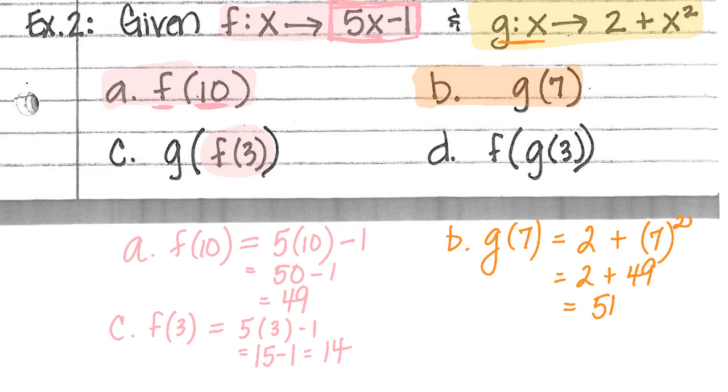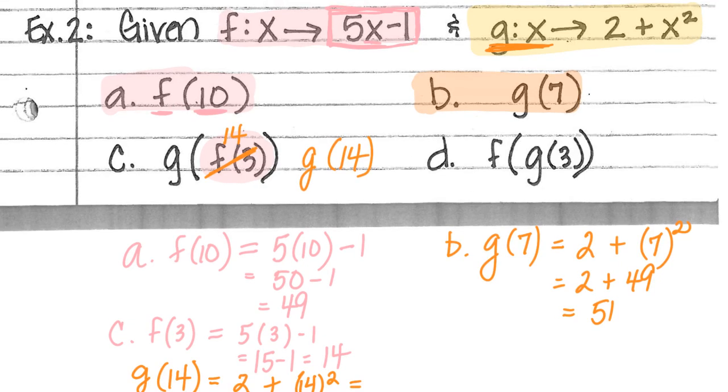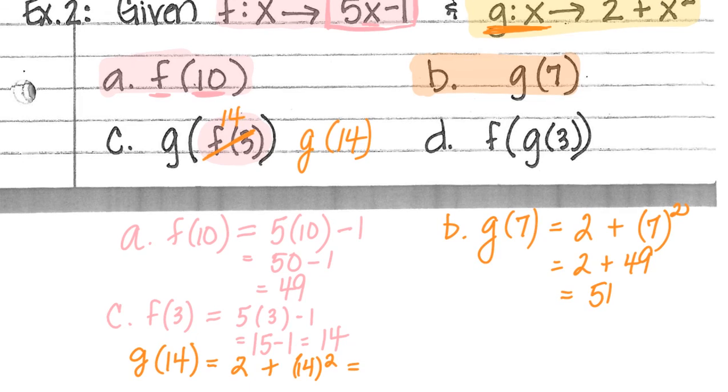So now this is asking us, because this equals 14, they're now asking us g of 14. So now I'm going to go to the g function, and instead of putting in x, I'm going to put in 14. I'm way down at the bottom of the screen. And I know that 14 squared is 196. 2 plus 196 is 198. I'm trying to show you guys my work.